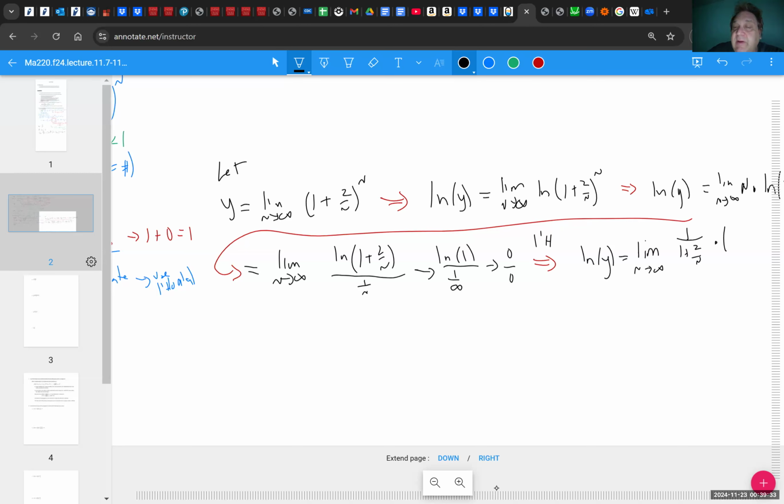The derivative of 2 over n is negative 2 over n squared, because it's like n to the negative 1, right? On the bottom, I have the derivative of 1 over n, or n to the negative 1, which is negative 1 over n squared. We're almost done, I promise.